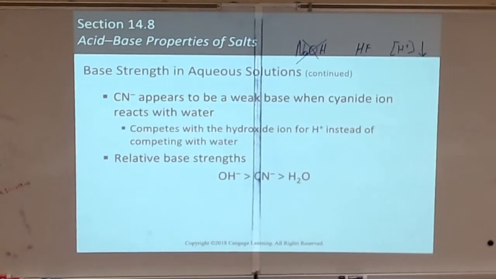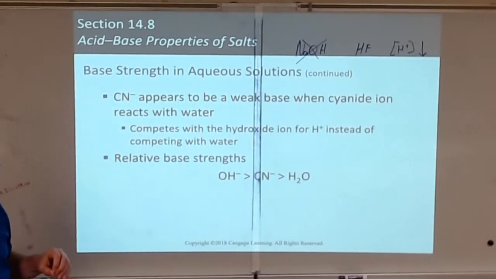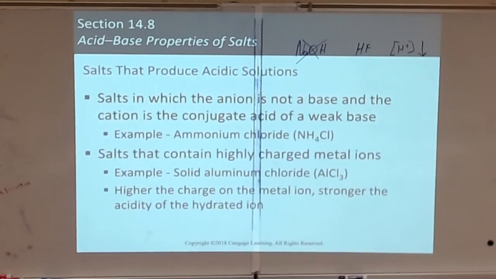Right. This is going to compete with the hydroxide ions for the H+. You following me? The CN- is going to pull the hydrogen ions away, therefore lowering the hydroxide concentration. So my order of base strength is going to be the hydroxide, the cyanide, and then the water. Y'all good?